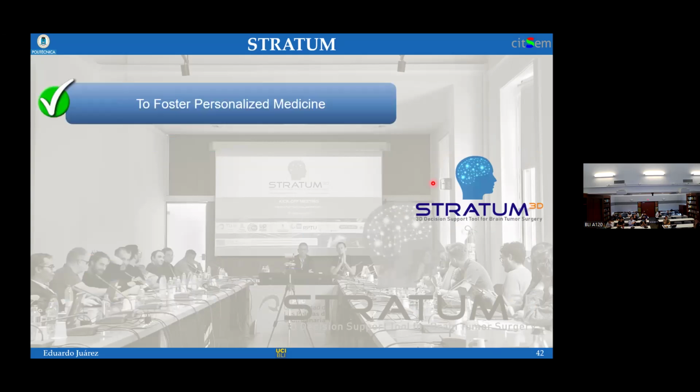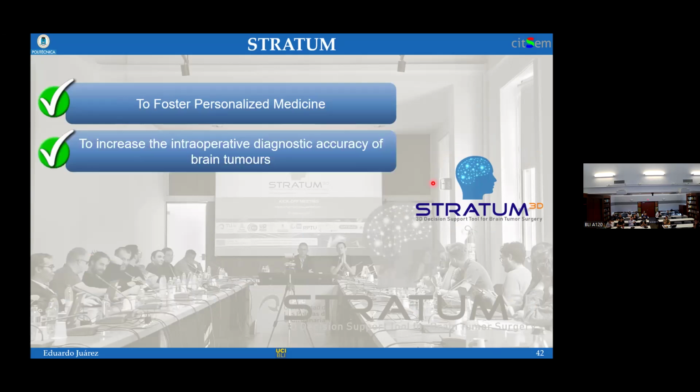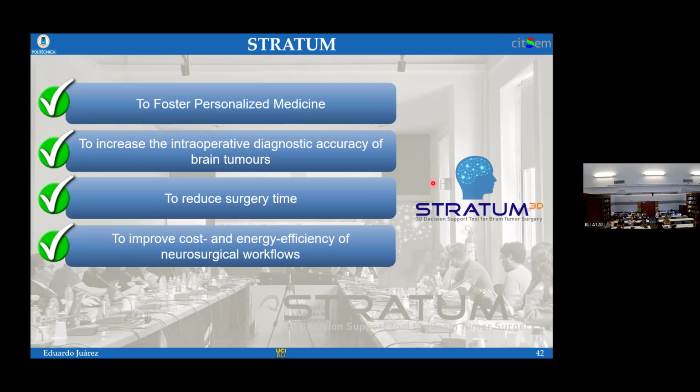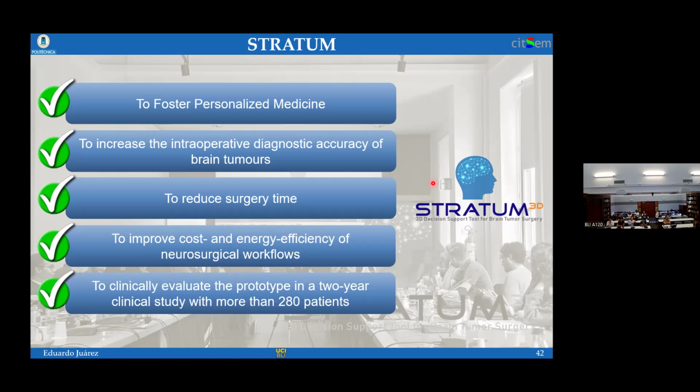So what are the scientific objectives? First, foster personalized medicine. Second, to increase the intraoperative diagnostic accuracy of brain tumors. Third, to reduce surgery time. Fourth, to improve cost and energy efficiency of neurosurgical workflows. And of course, as I have mentioned, to evaluate the prototype in a 2-year clinical study with more than 280 patients.